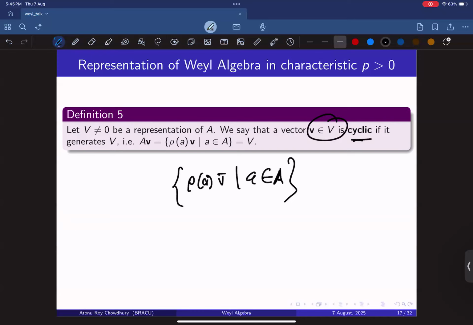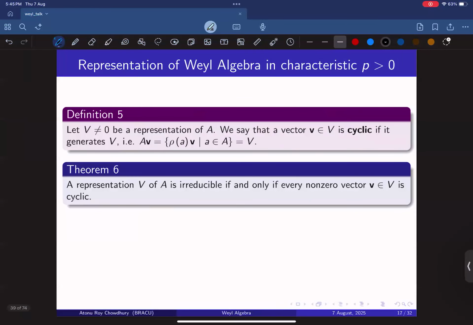So we have a vector v. We're going to call that vector cyclic if we act every algebra element on that vector and we get the whole vector space. So if this happens, we call that vector cyclic. And what's the point? A representation is irreducible if and only if every non-zero vector is cyclic. So we have a characterization of irreducible representations: a representation is going to be irreducible if and only if every non-zero vector of the vector space is cyclic.